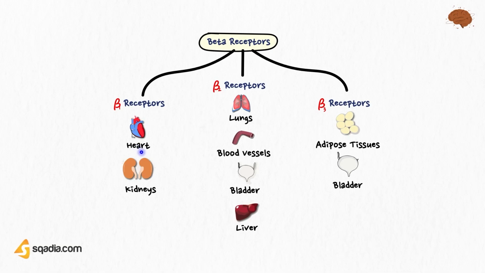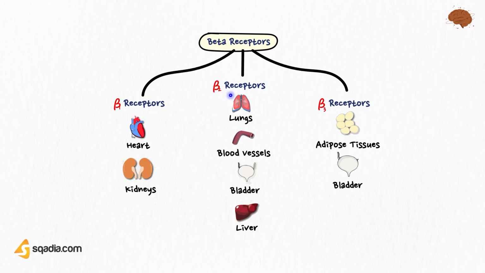Beta 1 receptors also promote renin release in the kidneys. Now renin, when it is released, is involved in blood pressure regulation, and it increases the blood pressure through various chains of events, which we will discuss further.